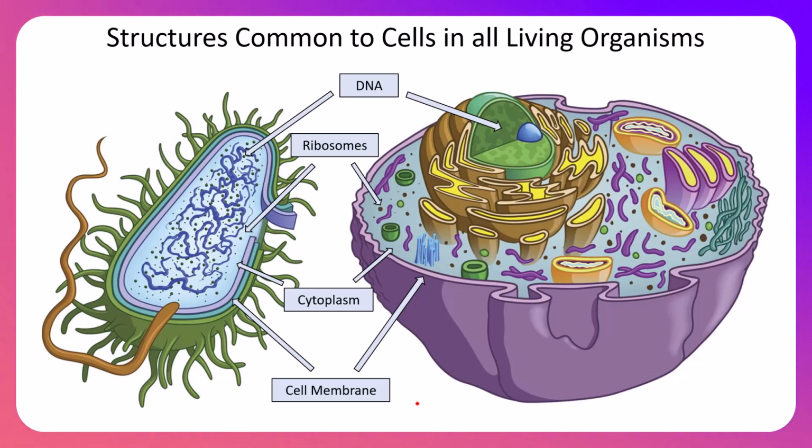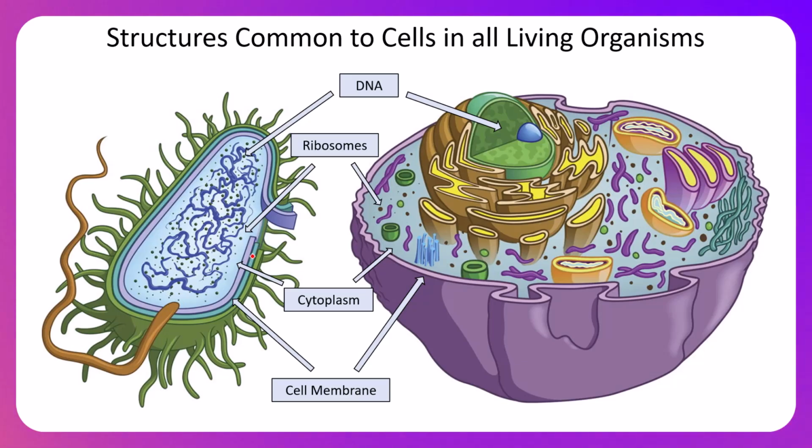Outside of the cytoplasm is the cell membrane. Notice that in these two cells, the cell membrane is purple. The cell membrane is composed of two layers of phospholipids, and we've had other videos that highlight the structure and function of the cell membrane. But all living cells, or all living organisms, the cells that make up those organisms, have cell membranes that are composed of these phospholipids.